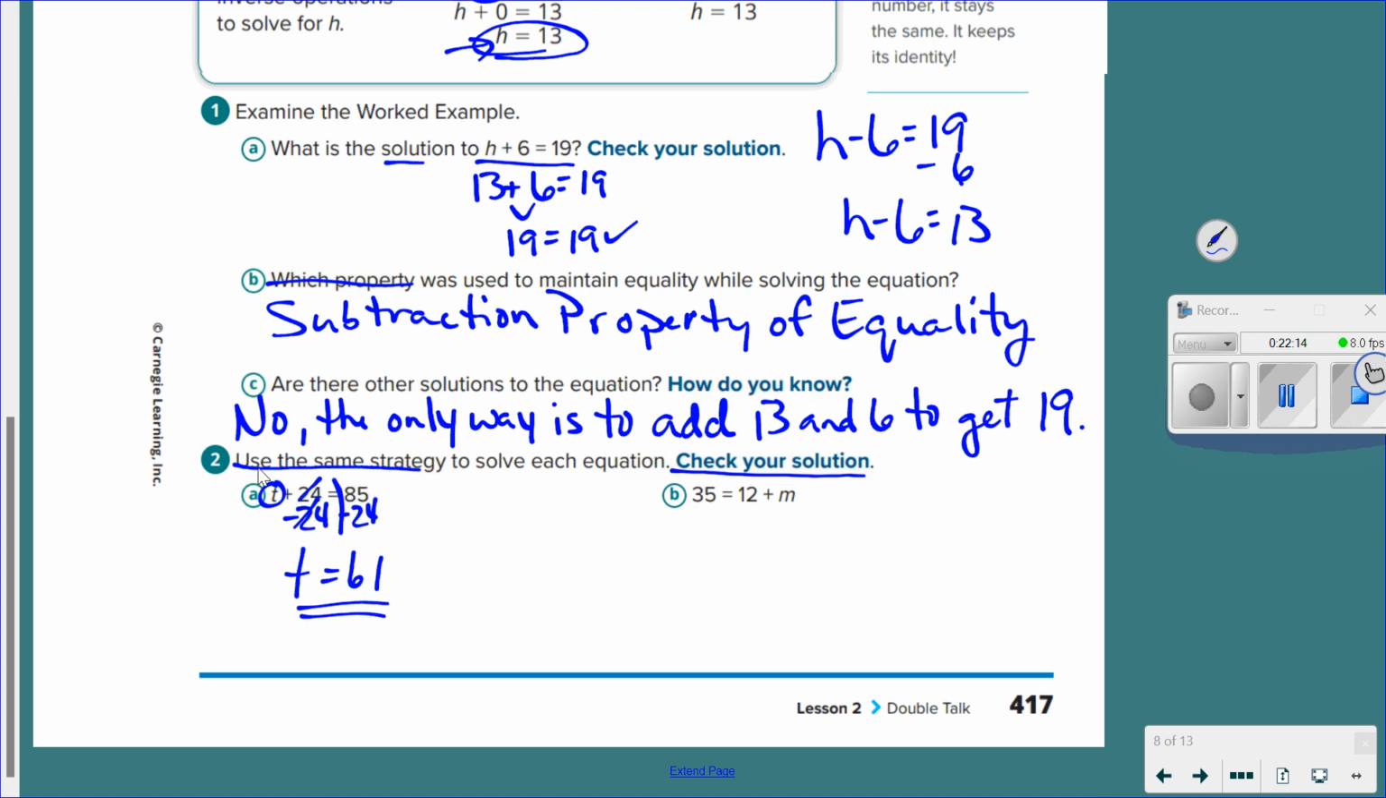I'm supposed to check it, so I go back to my original. 61 plus 24 equals 85. Add those 2 together, I get 85 equals 85. Check. Same thing here. Here's my variables.